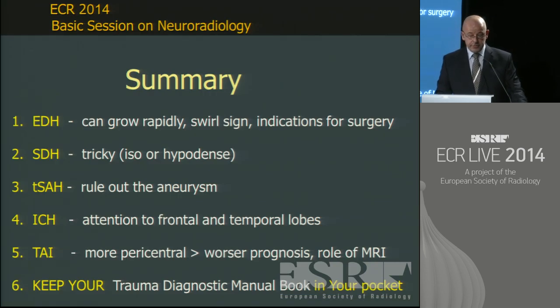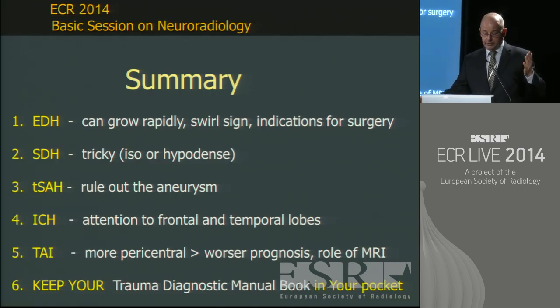So thank you very much. And for the summary, just 6 sentences. For epidural hematomas, remember that they can grow rapidly. Remember about the ongoing hemorrhage, the swirl sign. What are the indications for surgery? For subdural hematomas, remember that they can be tricky ones, isodense or hypodense. If you see a traumatic subarachnoid hemorrhage in a patient after an accident, you always have to rule out an aneurysm as the cause of the accident.